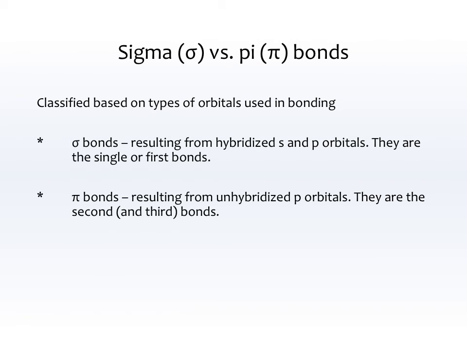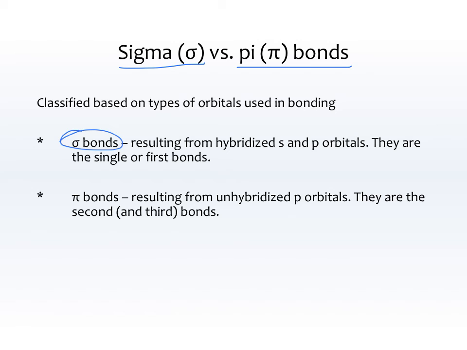Last thing, and for this one as well, we're going to get into a whole video on this later, so don't really concern yourself. This is just a basic introduction. Sigma versus pi bonds. These are both Greek letters, the lowercase Greek s and p. Classified based on types of orbitals used in bonding.